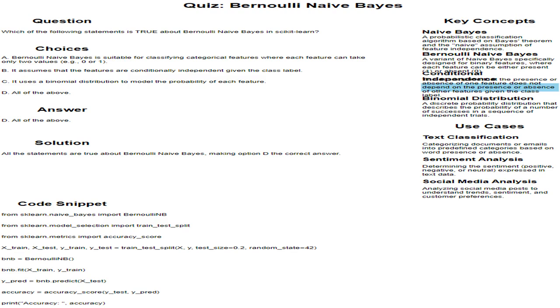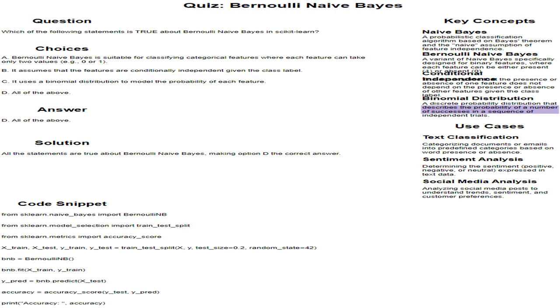The assumption that the presence or absence of one feature does not depend on the presence or absence of other features given the class label. Conditional independence is a key assumption in naive Bayes models. It simplifies the calculations by assuming that features are independent of each other given a class label. This assumption can be helpful in many cases, but it is important to be aware of its limitations and the potential impact on the model's performance.